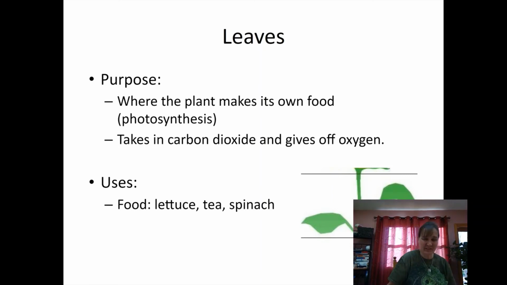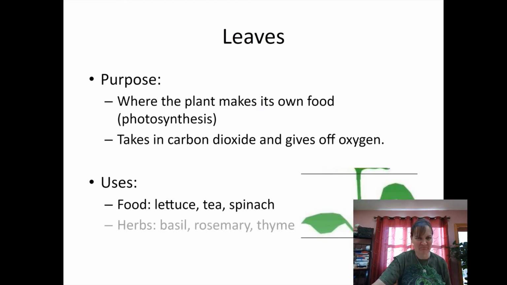And again, these are just some examples. There's also cabbage. Okay, I'm drawing a blank. Lettuce, tea, spinach. Like I said, I just threw in cabbage also. Sometimes when you're on the spot, you can't think of things. Okay, but these are just some examples. You can add more if you can think of them.